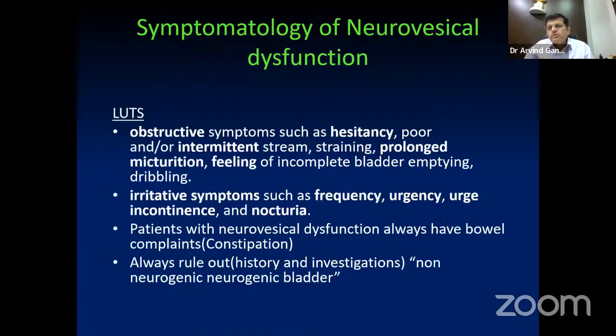So the symptomatology of any neurovascular dysfunction is either obstructive symptoms or irritative symptoms, mainly frequency and urgency, and as we just discussed in the physiology of micturition, they most of the times might present with bowel complaints, that is constipation. As I'm repeatedly saying in the past 10-15 minutes, always rule out or always confirm whether the patient is having a non-neurogenic neurogenic bladder, and just don't label the patient a neurogenic bladder when you don't find any neurological disorder with the patient.